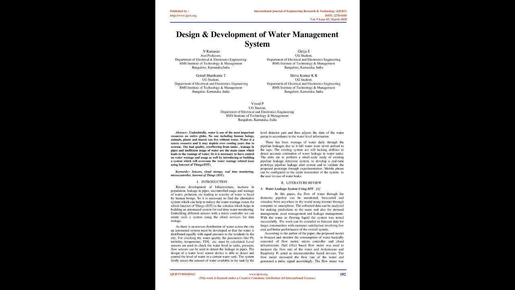Introduction. Recent development of infrastructure, increase in population, leakage in pipes, uncontrolled usage and wastage of water, pollution, etc. are leading to scarcity of water faced by human beings. So it is necessary to find an alternative system which can help to reduce the water wastage issues, for which Internet of Things, IoT, is the solution which helps in building an automated system for real-time water monitoring. Embedding different sensors with a microcontroller, we can create such a system using cloud services for data storage.